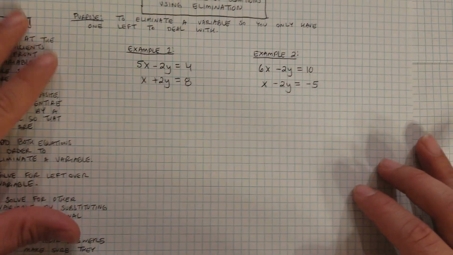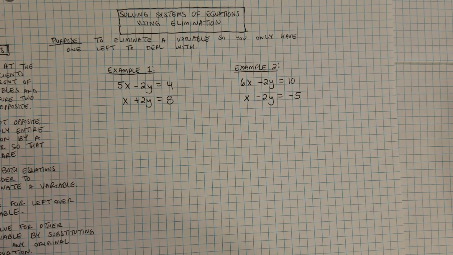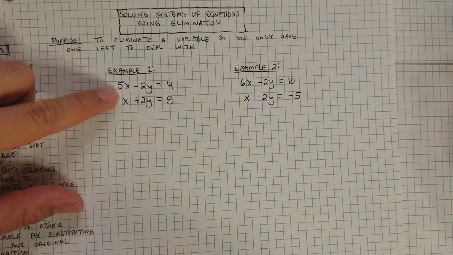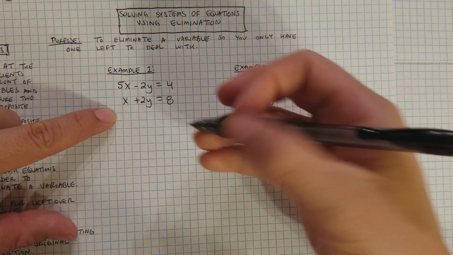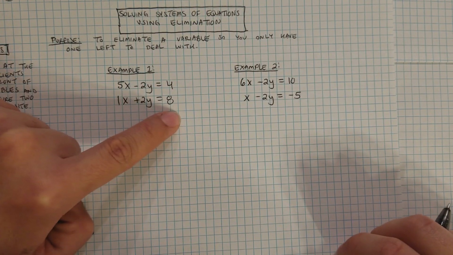I have two examples right here ready to show you. How do we solve systems of equations using the method of elimination? If you notice, let's write some coefficients here. I have 5x minus 2y is equal to 4. Here I have x, or 1x, right? That's a coefficient of 1. Plus 2y is equal to 8.